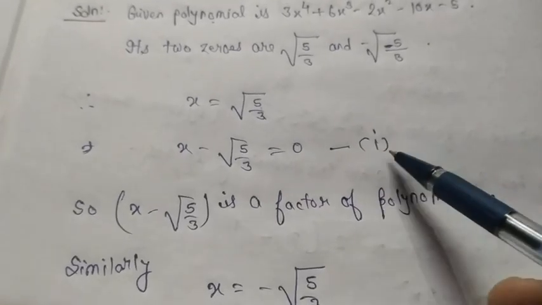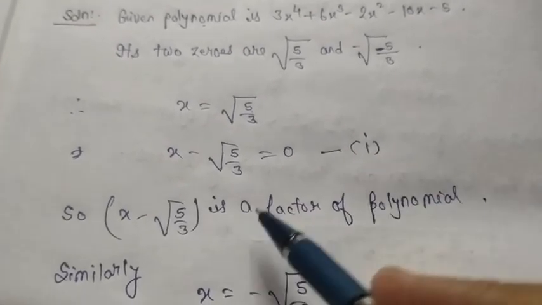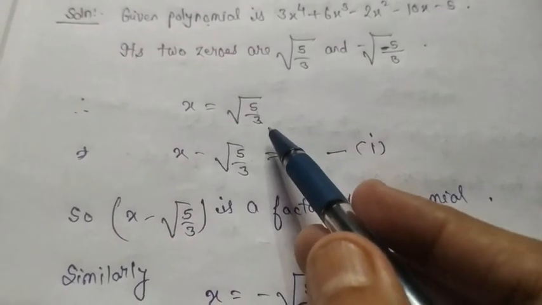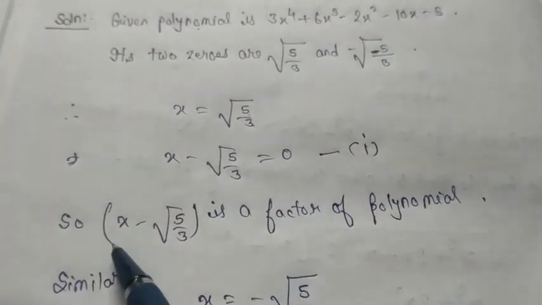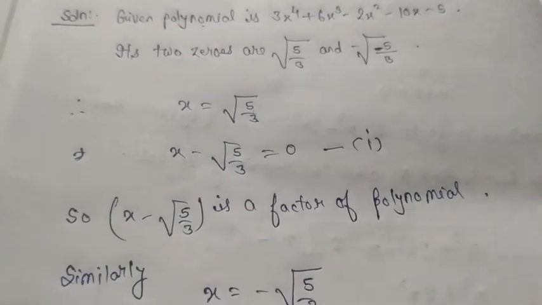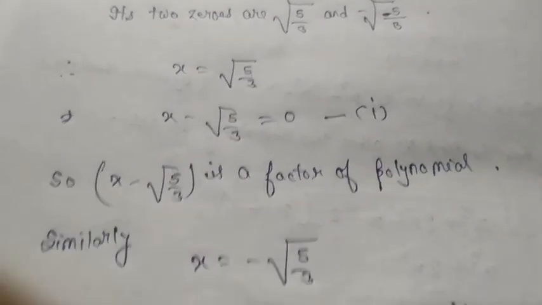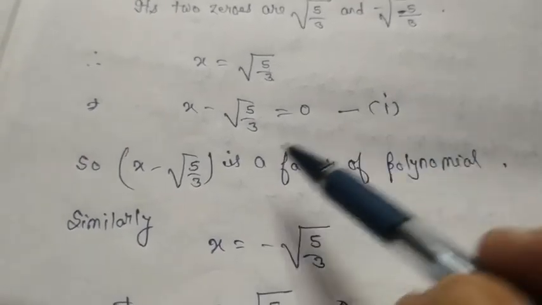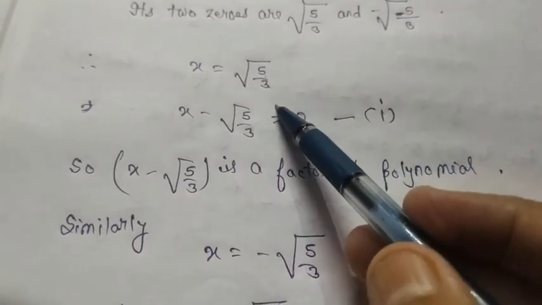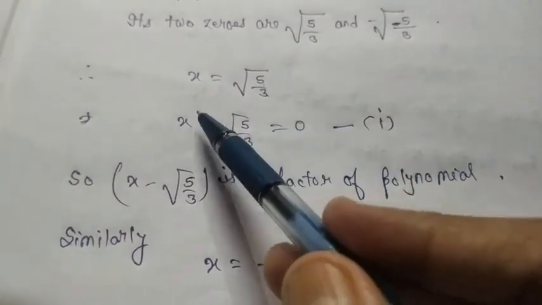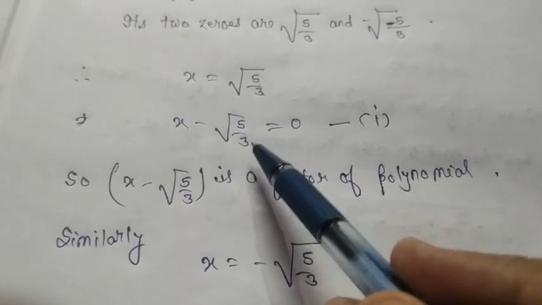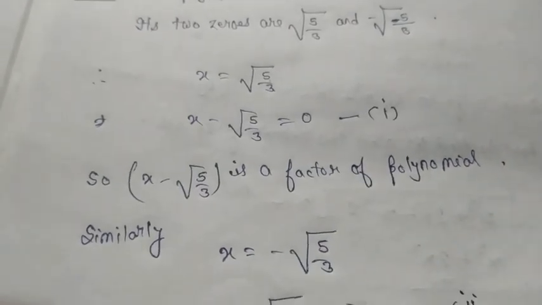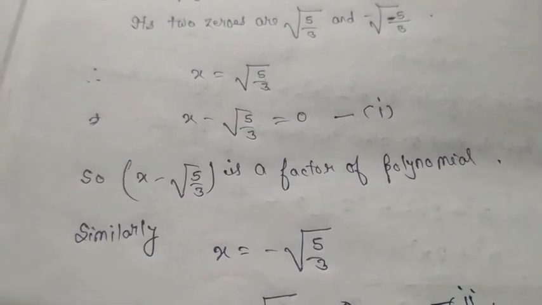So this is our equation number 1. Same, if x equal to under root 5 by 3, then we can say x minus under root 5 by 3 is a factor of polynomial, same as the previous question. What I have done, I have put x equal to under root 5 by 3 and I transfer this to this side. So x minus under root 5 by 3 equal to 0. So this is the factor of polynomial.